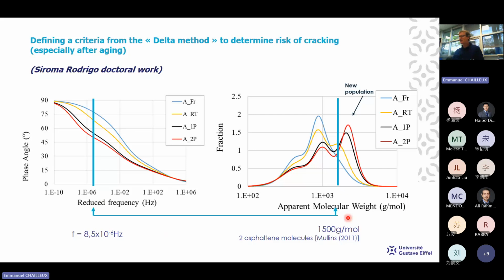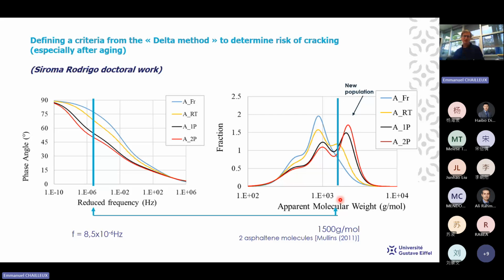It is interesting to note that using the Zanzotto relationship between the frequency and the molecular weight, this molecular weight corresponds to 1500 Dalton, which is more or less 2 times the asphaltene molecular size. So that's why we think this frequency, when we transform it into molecular weight, corresponds to an agglomeration of asphaltenes.